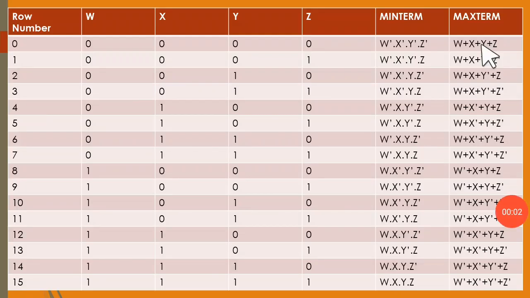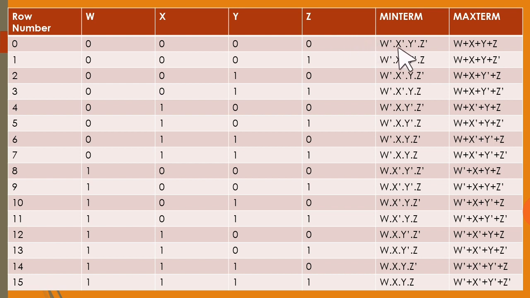Now students, you have the 4 variable truth table in front of you, with the first column of row number, then W, X, Y, Z. Then we have the column for the minterm, and the last column is for the maxterm. What is a minterm? A minterm is the logical product of all the Boolean literals or Boolean variables in the given logic system. Just see here, students, that in row number 0, all the variables have the value 0.